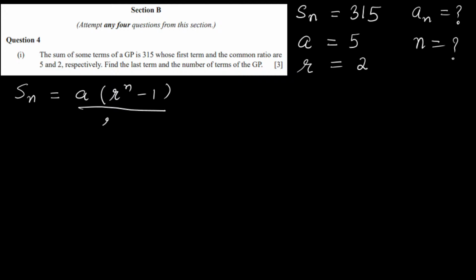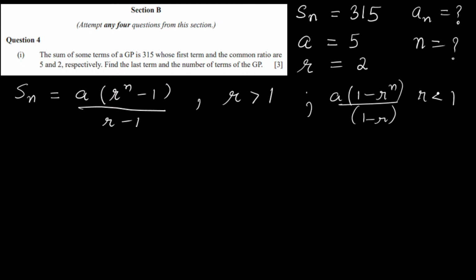r minus 1. Correct. Now why are we using this formula? Because r is greater than 1. We have another formula also: a into 1 minus r to the power n by 1 minus r. This is when r is less than 1. So we know these two formulas, but we have to use the first one because r's value is 2, and 2 is greater than 1. So I am using the first one. But you can make a note of this also. When r is less than 1, you have to make use of this.